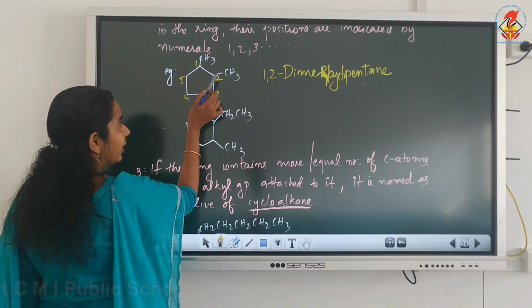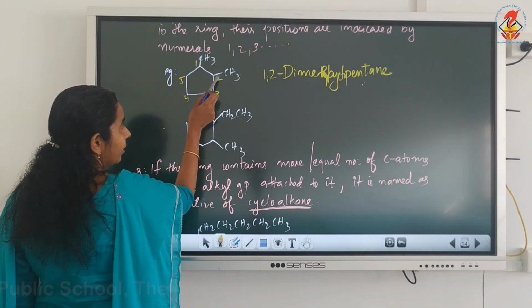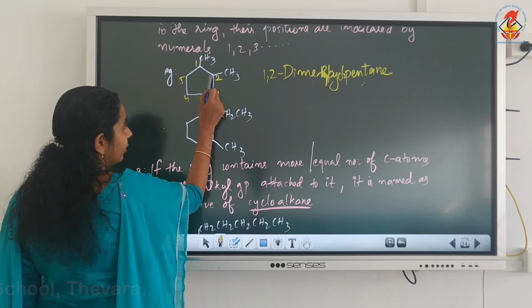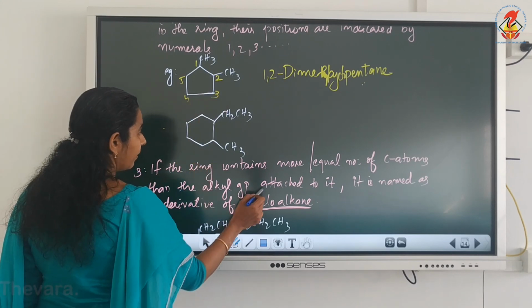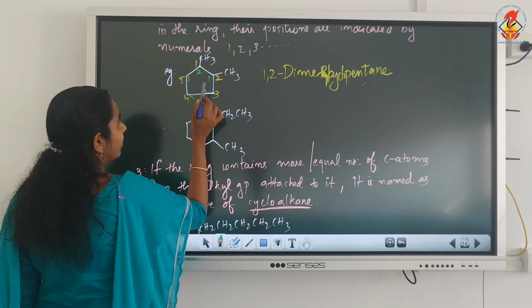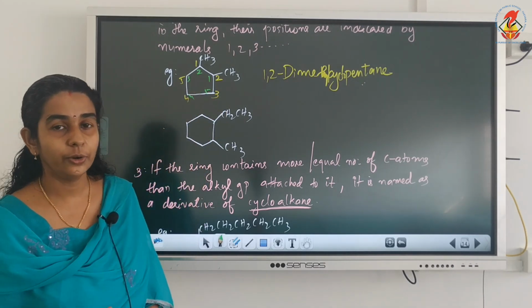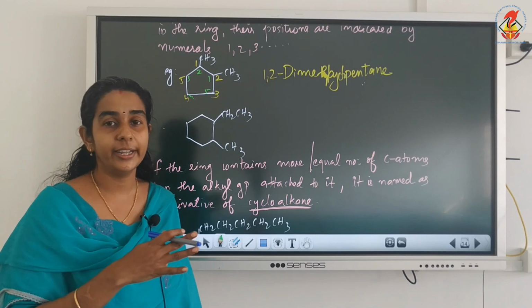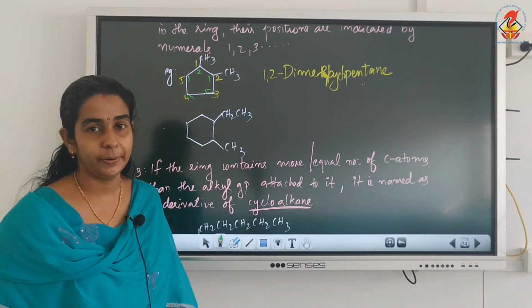Or if you want, you can do the numbering from here. For this methyl group you can mark it as 1, and then 2, 3, 4, 5. You can also go in the anti-clockwise direction. So either in clockwise or in anti-clockwise, you will get the same number.